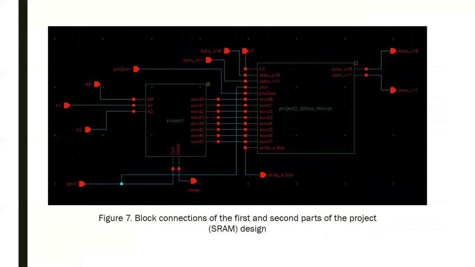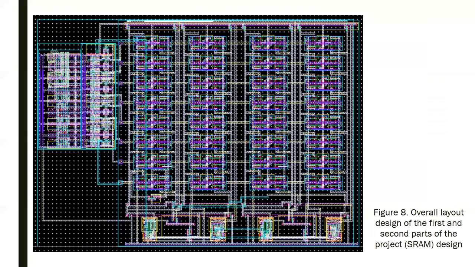Later on, we merged the project part 1, which includes the 3 to 8 decoder and clock qualification circuitry, and the second part of the project, which includes bitline conditioning circuitry, column circuitry, and SRAM array cells. So we merged these two and finalized our project design, the SRAM design. So this is the block connections of the first and second parts of the project for the SRAM design. And this is the overall layout design of the first and second parts of the project.